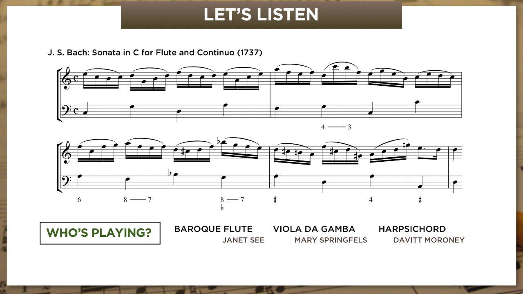Here's a recording where a gamba player actually handles the bass line and the chords.